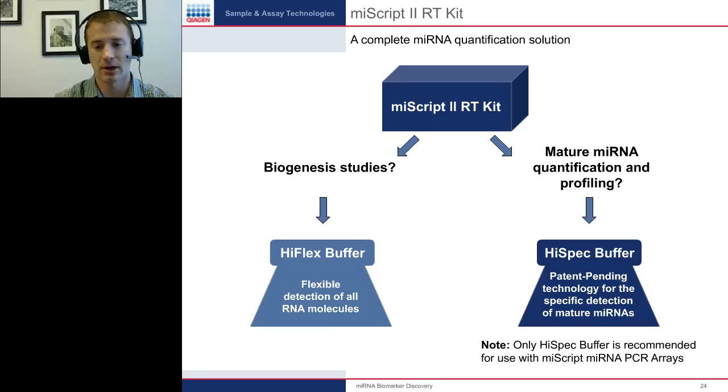Now, for mature microRNA quantification, profiling, and biomarker discovery, we've developed a specific solution for this type of study. You would synthesize cDNA using high-spec buffer. High-spec buffer is a patent-pending technology for the specific detection of mature microRNAs. The reverse transcription of longer RNAs that sometimes give you a background cross-reactivity signal when profiling mature microRNAs is highly suppressed, leaving you with a very ultra-clean, mature microRNA-specific signal.